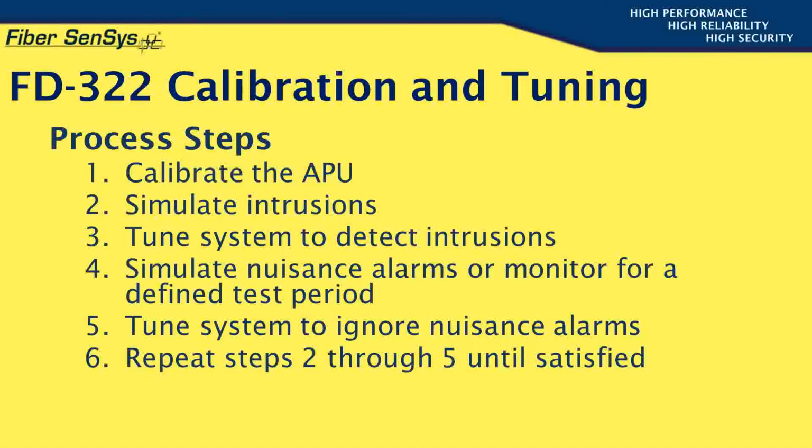In this training module, we'll learn how to calibrate and tune the FD322 APU. First, the sensitivity needs to be calibrated using a quick and easy software procedure. Then it's time to tune the APU to detect intrusions and reject nuisance alarm sources. Tuning for detection is straightforward, but it may take several tuning iterations to get nuisance rejection just right.